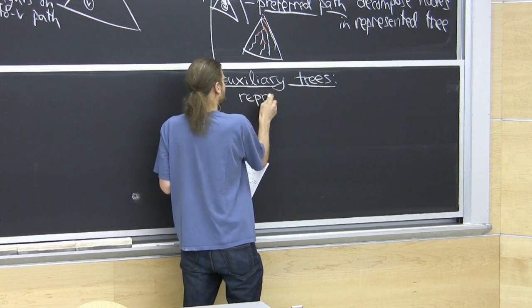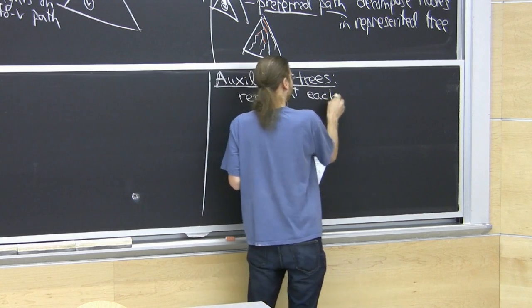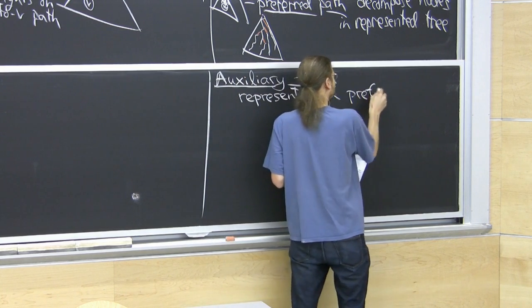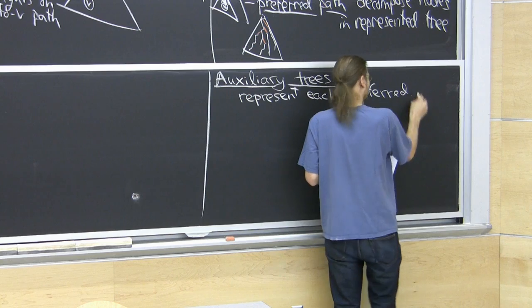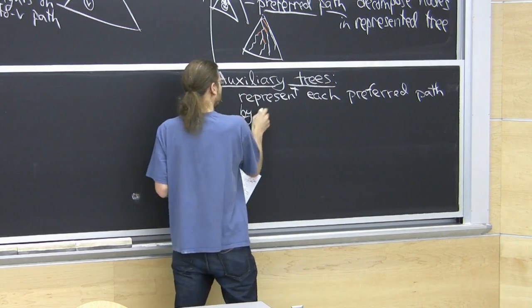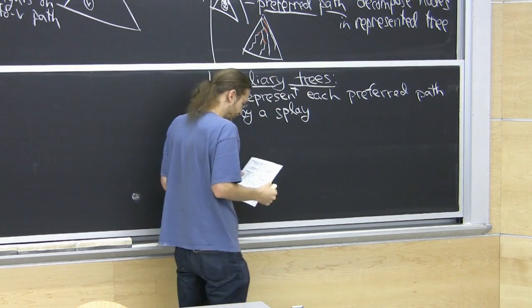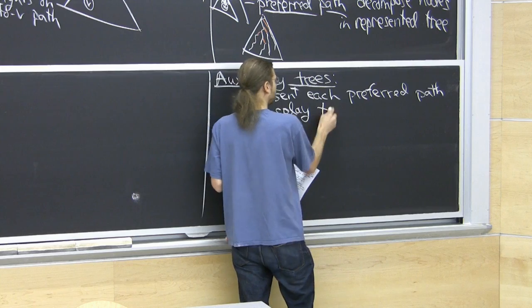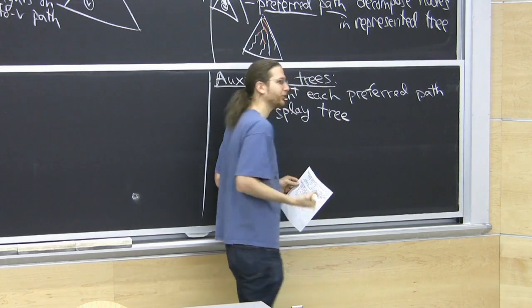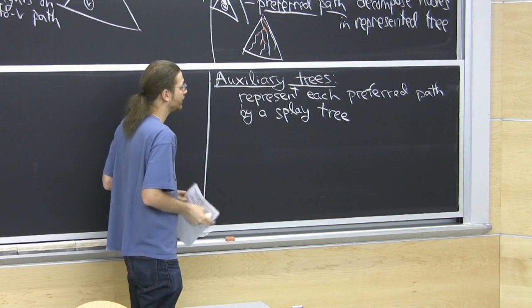represent each preferred path by a splay tree. With Tango trees, we use red-black trees or whatever. Could use splay trees. Actually, if you use splay trees for each preferred path in Tango trees, it's called a multi-splay tree.